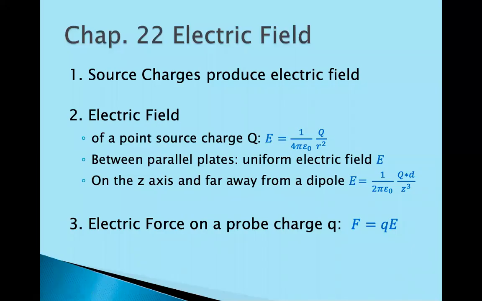Chapter 22, Electric Field. We cover three topics. Number one, source charges produce electric field. Number two, electric field, three examples: created by a point source charge, created between parallel plates, and also the simple case of the electric field far away from a dipole. Number three, electric force on the probe charge depends on the charge and the electric field. So let's look at the details.